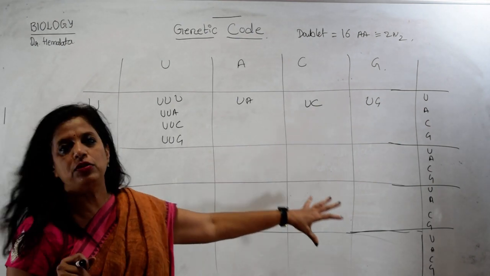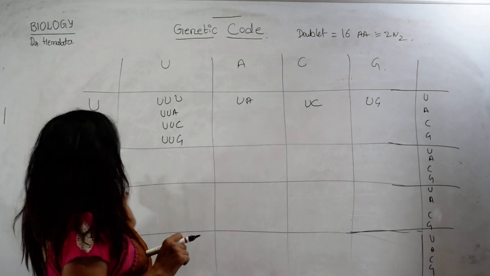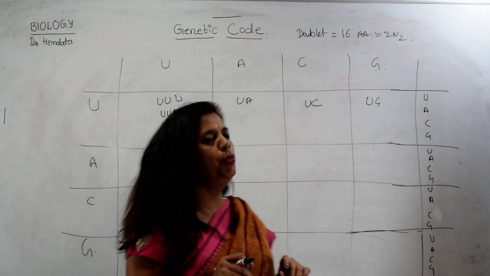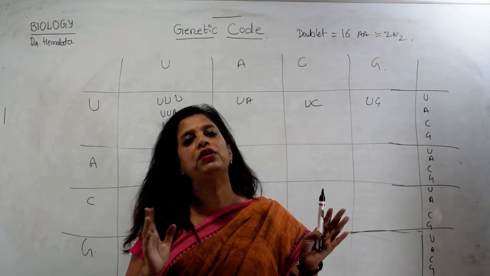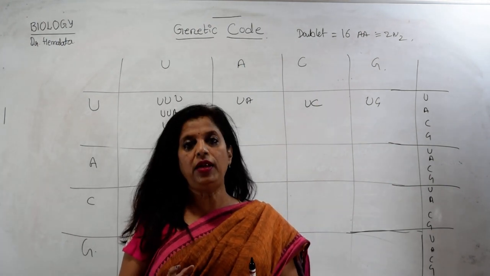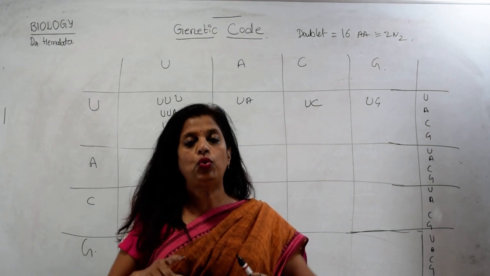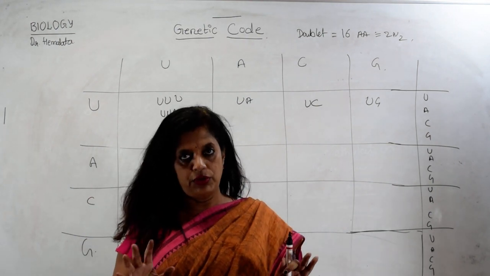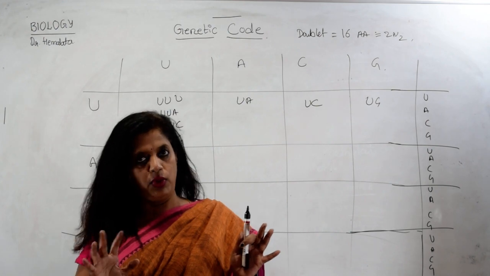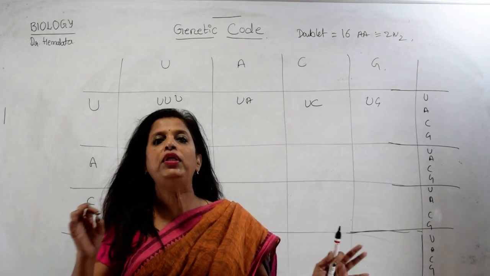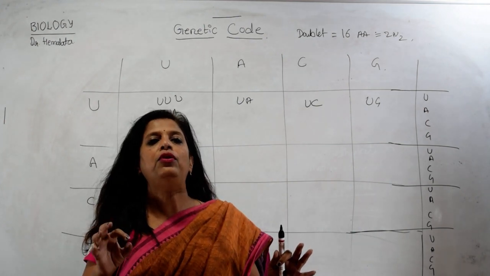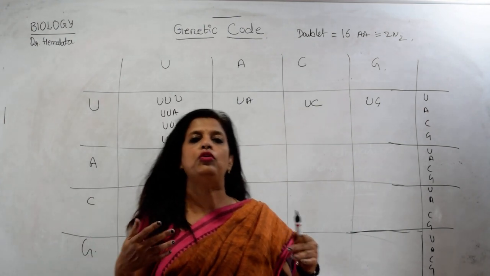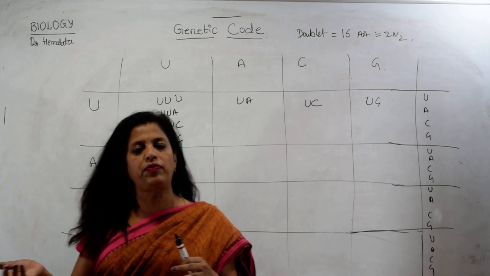All the combinations of 64. Right? Then, in your NCERT book, they have given which codon codes for which amino acid. I wanted you to fill this whole checkerboard, the genetic coding table, with the types of amino acids also. Right? Then only you will be able to solve the other type of questions.